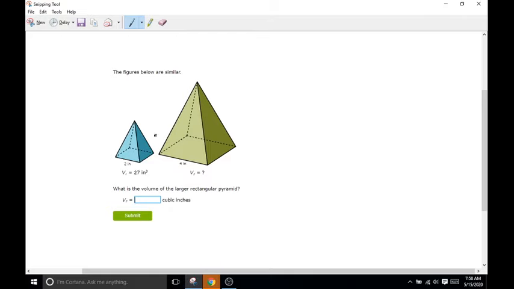So we are going to first write our ratio. It's going to be 2/4, which is just 1/2, right? And then our ratio is going to have to be done to the power of 3, because we're dealing with volume, right? Three dimensions. So 1 cubed is going to be 1, and 2 cubed is going to be 8. So the ratio is going to be 1/8 between both.